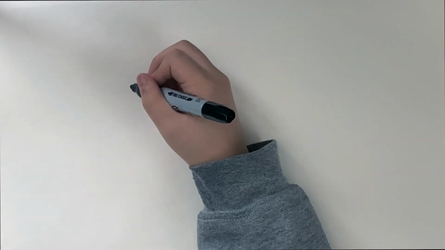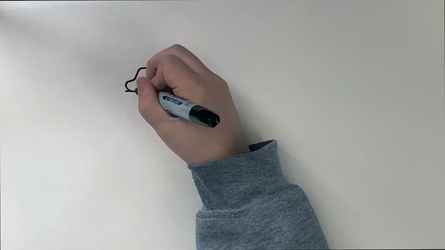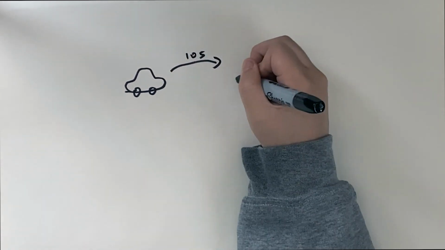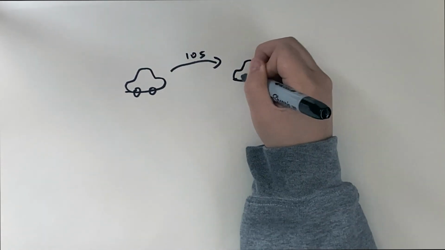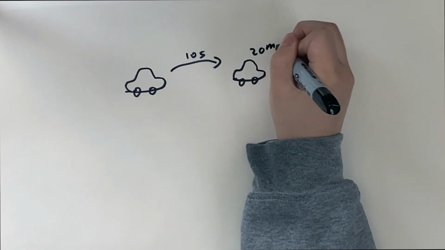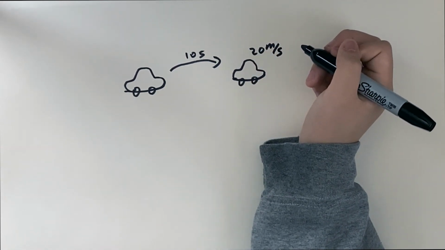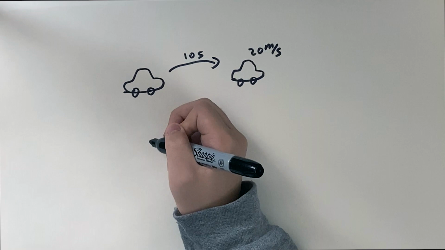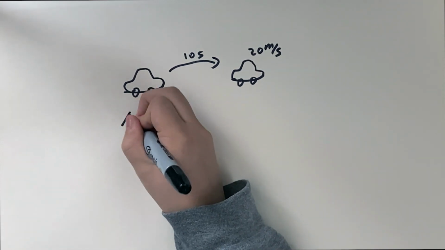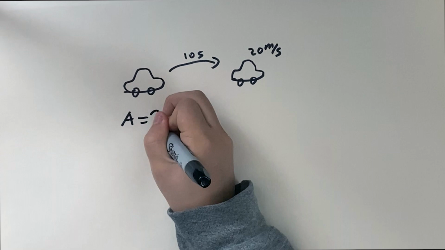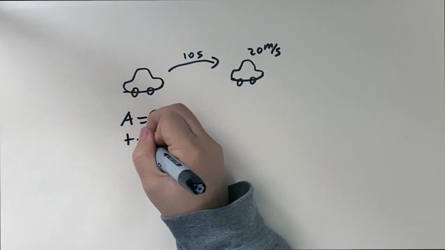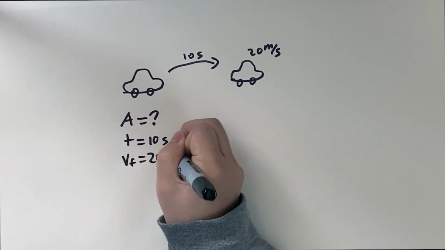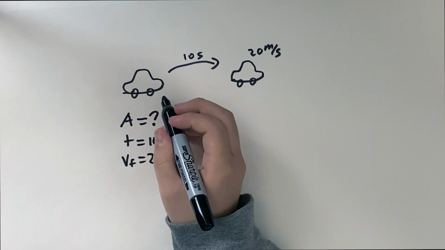Let's try an example. Let's say a car starts from rest. Then, after 10 seconds, the car is moving at 20 meters per second. What was the acceleration? In physics, it's useful to have a list of knowns and unknowns. So, we'll write down what we know and don't know. We don't know the acceleration, so we're looking for it. We know that the time is 10 seconds. We know that the final velocity is 20 meters per second. The initial velocity is 0 since it starts at rest.